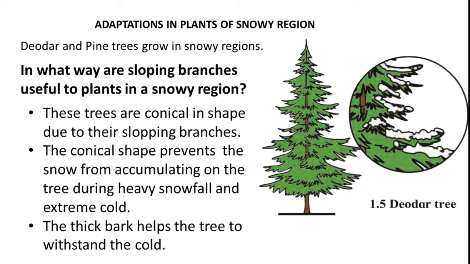The next is adaptation in plants of snowy regions. Deodar and pine trees grow in snowy regions. In what ways are sloping branches useful to plants in a snowy region? The trees are conical in shape. You can see it is conical in shape. The conical shape prevents the snow from accumulating on the tree during heavy snowfall and extreme cold. The thick bark helps the tree to withstand cold. So these are the advantages of the conical shape.